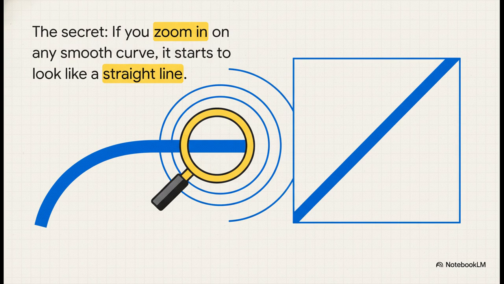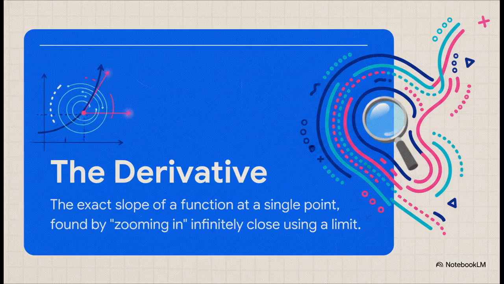And hey, we already know how to find the slope of a line. And that, right there, is the entire idea behind the derivative. The derivative is the exact slope of that line you see when you zoom in infinitely close to a single point on the curve. And the mathematical tool that lets us do this infinite zoom, well, that's called a limit.